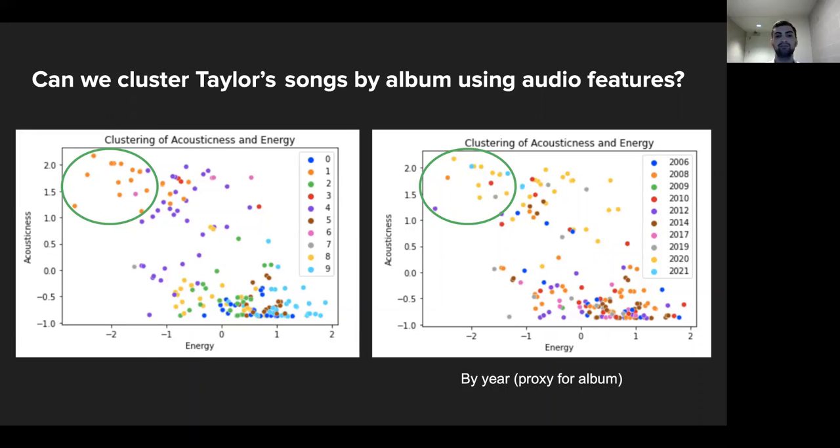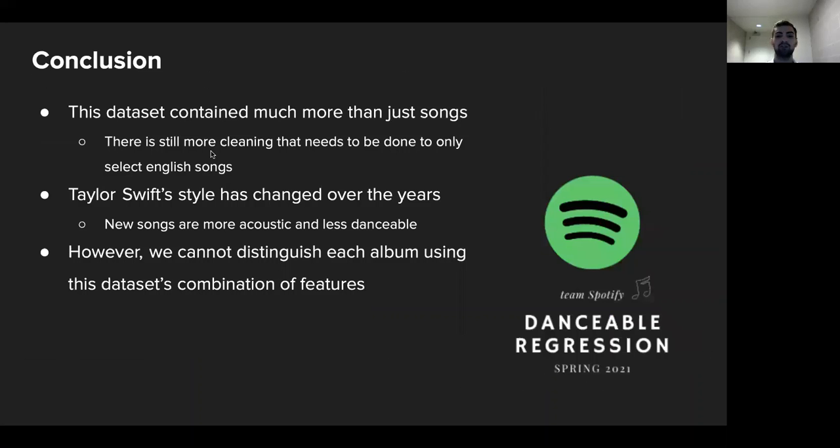In conclusion, this dataset contains much more than just songs, and there is still more cleaning that we need to do in order to only select the English songs from it. Moreover, we investigated how Taylor Swift's style has changed over the years, and we observed that the new songs are more acoustic and less danceable. However, we could not distinguish each album using only this dataset's combination of features.